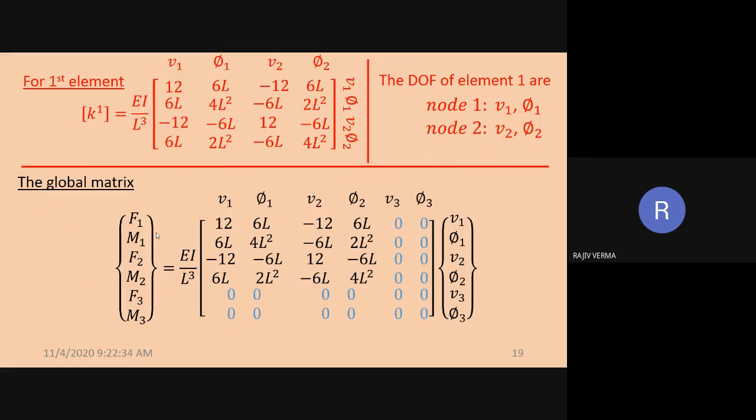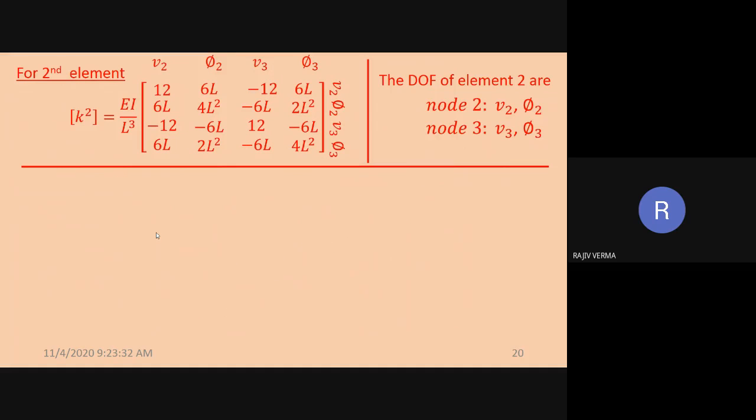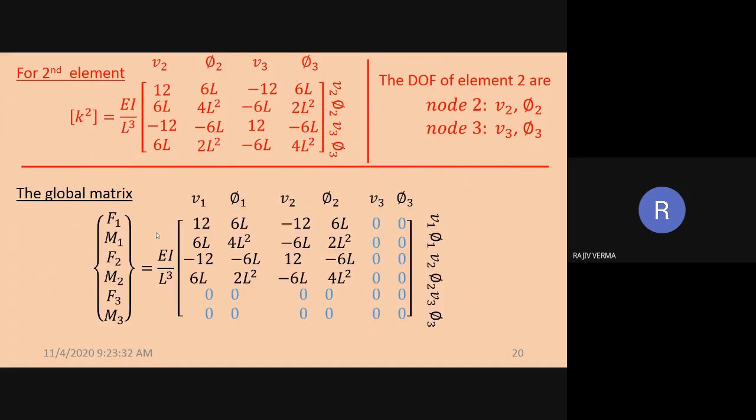The contributions of the first element have been written all in black. Now, coming to the second element, the global matrix is already going to contain contributions from the first element. So obviously there are going to be some places where the contributions of element number 1 and element number 2 are going to overlap.